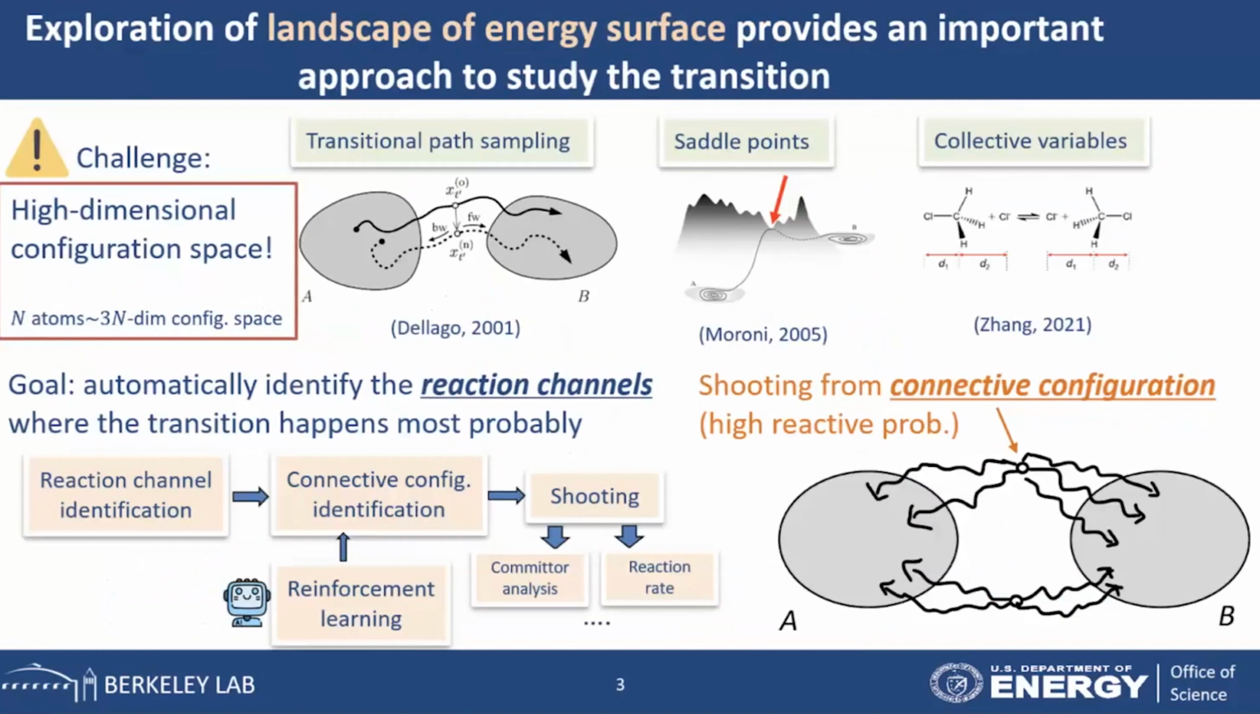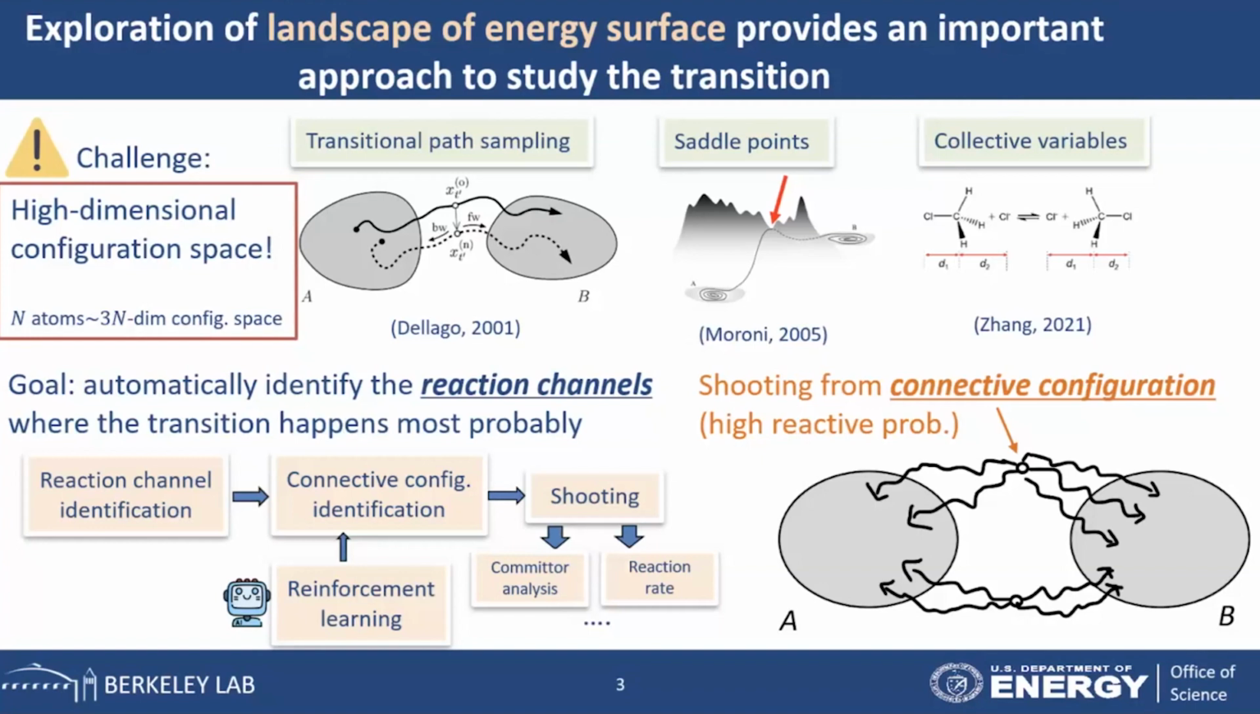Okay, exploring the energy landscape of the molecule provides an important approach to study the transition. However, the challenge lies in the high dimensionality of the configuration space. For instance, for a molecule with n atoms, the dimension is 3 times n in Cartesian coordinates. And many methods have been proposed to address this problem.